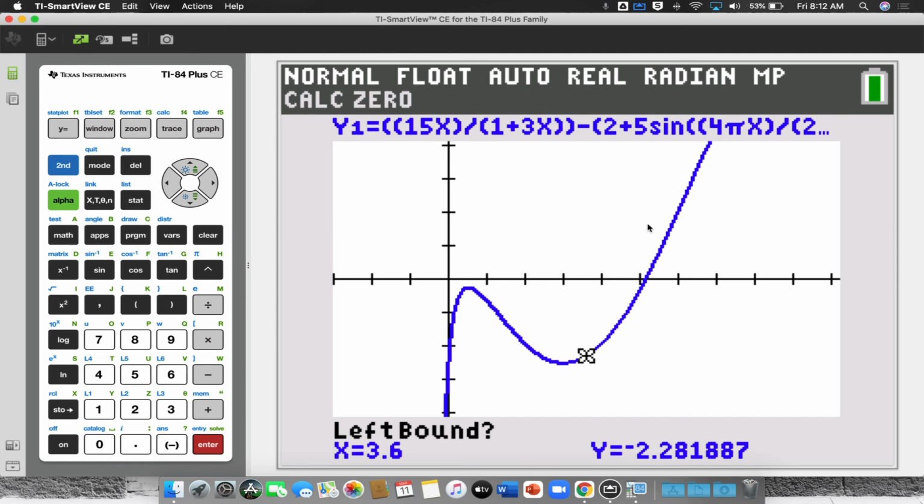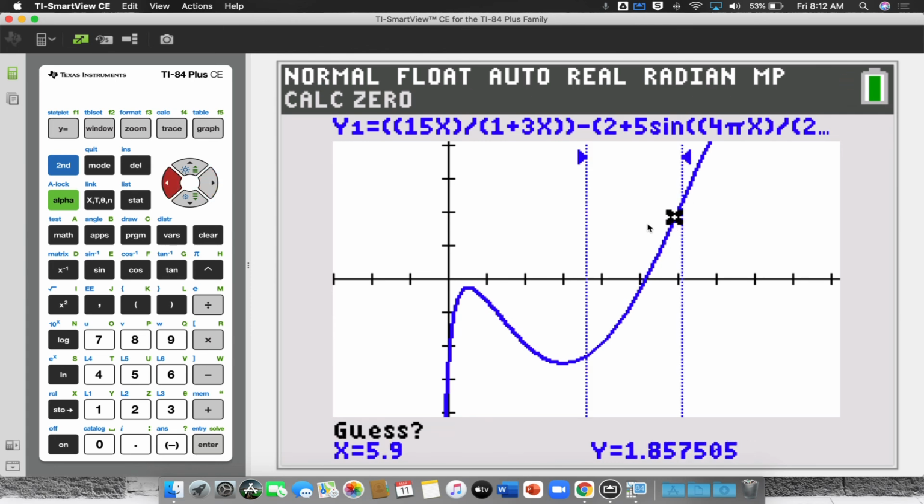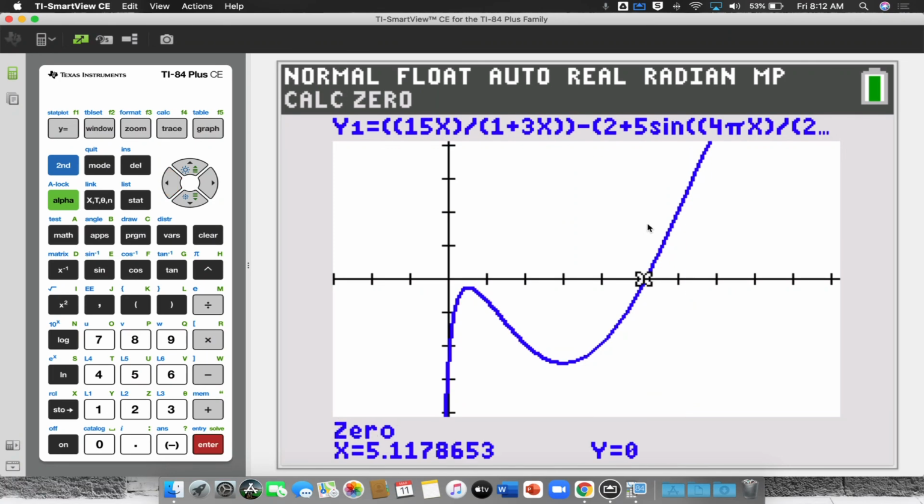Okay, so where's the left side of the 0? Right there. Where's the right side of the 0? Let me go past it. Right there. Where's your best guess at what the 0 is? Right there. And there it is. 5.1178653.